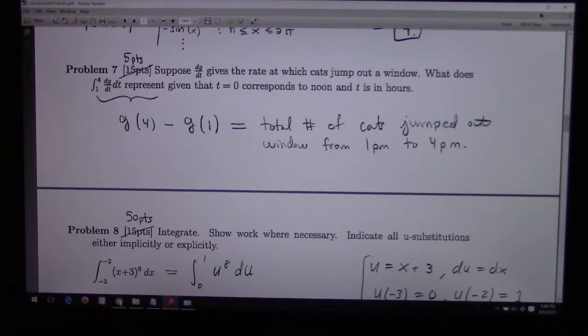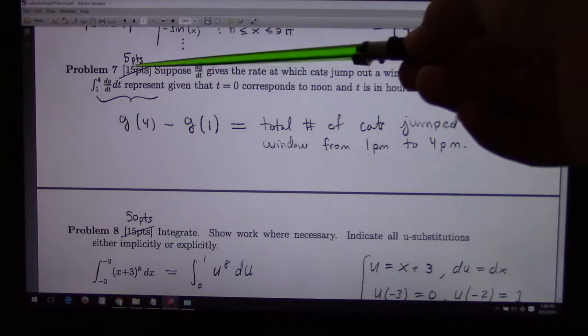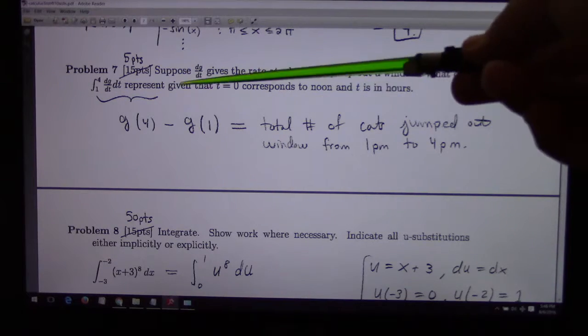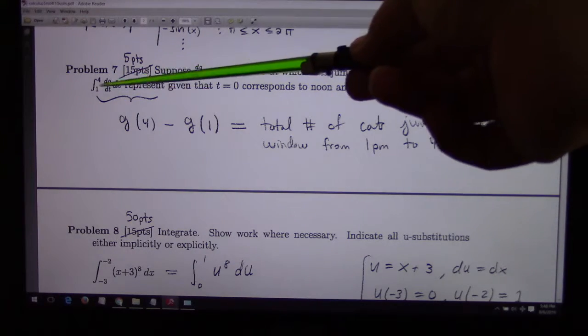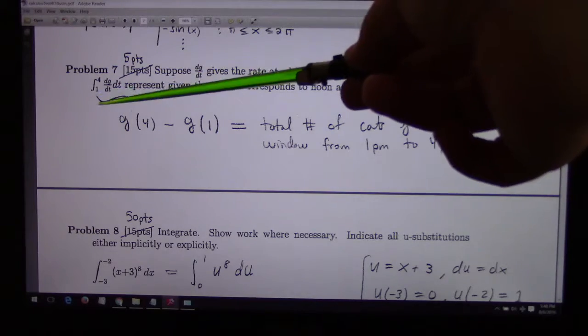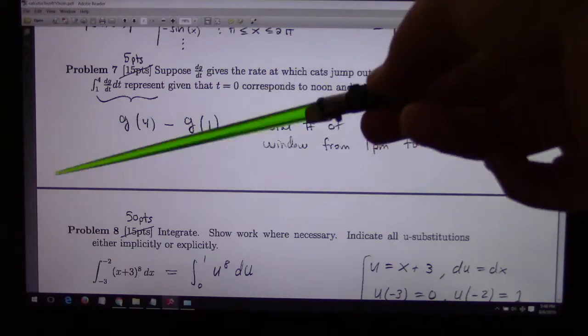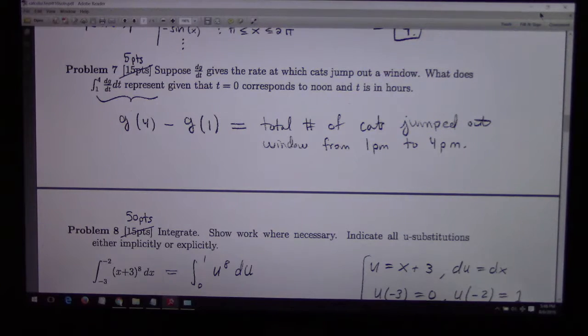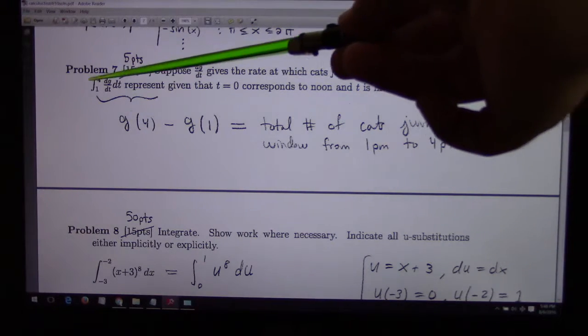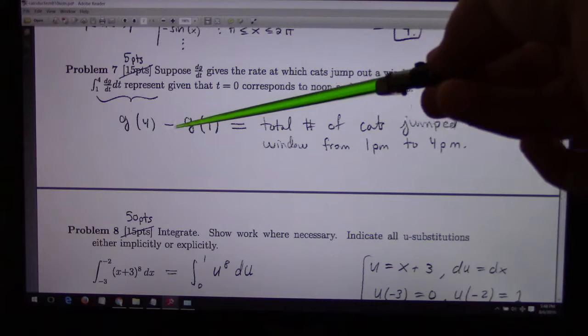Suppose dg/dt gives you the rate at which cats jump out a window. What does the integral from 1 to 4 of dg/dt represent, given that t equals 0 corresponds to noon and t is in hours? So this is the net change theorem, which is kind of a corollary to things I've already told you guys about. If dg/dt is the integrand, then g is an antiderivative, right? Because g differentiates to dg/dt. So FTC part 2 says that this is equal to g of 4 minus g of 1.